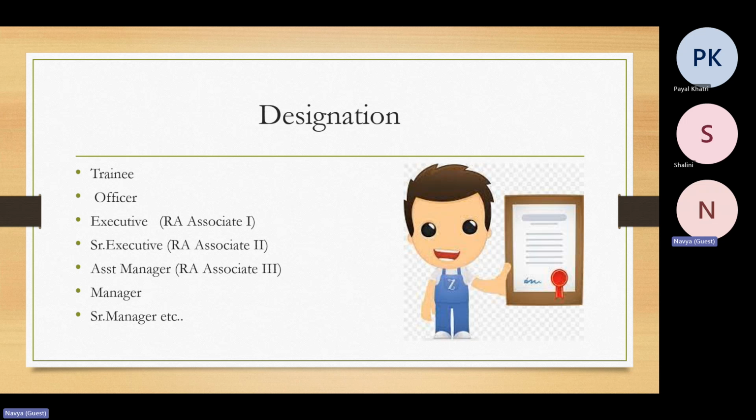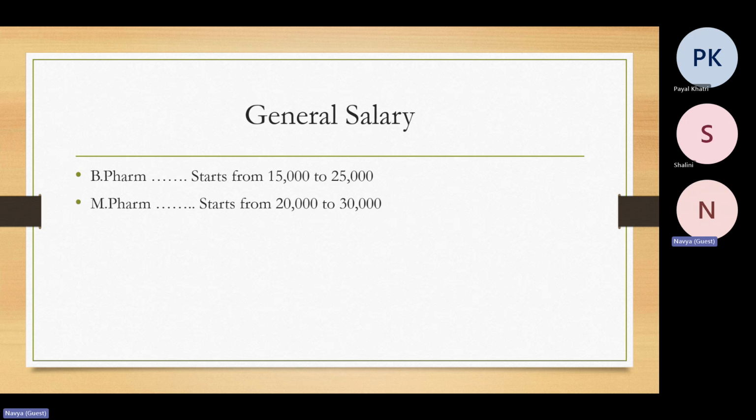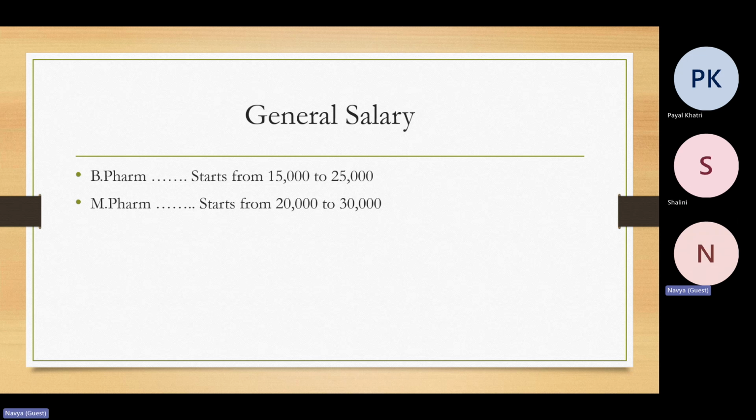Now, there are some companies which directly employ you as an executive. You don't have to be a trainee or officer, but it depends on the company how they employ you and what kind of package they give. Don't consider this as general. I've just put a number, but it depends on the company you are working for. If you're working in a big MNC, you might get big salaries. So maybe B Pharm 15 to 25 and M Pharm 20 to 30, and you can compare for MSc and BSc. This is just a general salary which I've put. Don't hold me to my words, because companies are now giving more and more money to RA professionals, as there is a shortage of RA professionals and they do require them. So this is just a number.